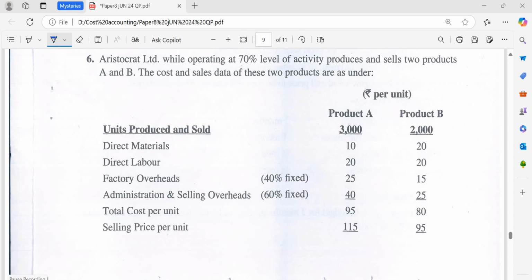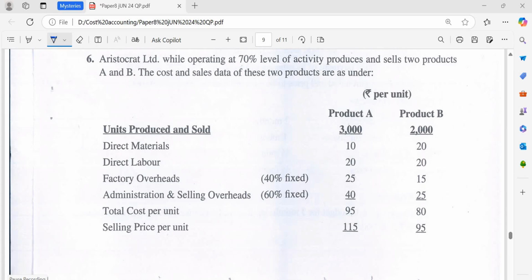Let's move on to the next question. Question number 6. Aristocrat Limited, while operating at 70% level of capacity, produces and sells two products A and B. The cost and sales data of these two products are as under. So we have 70% capacity only.